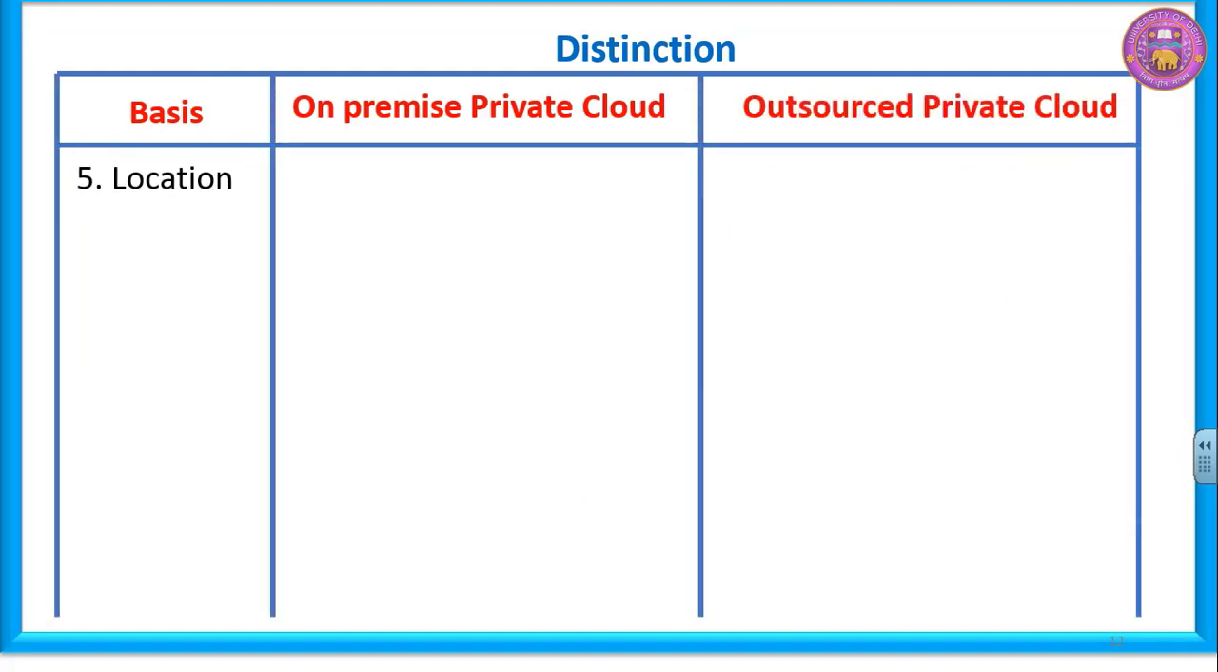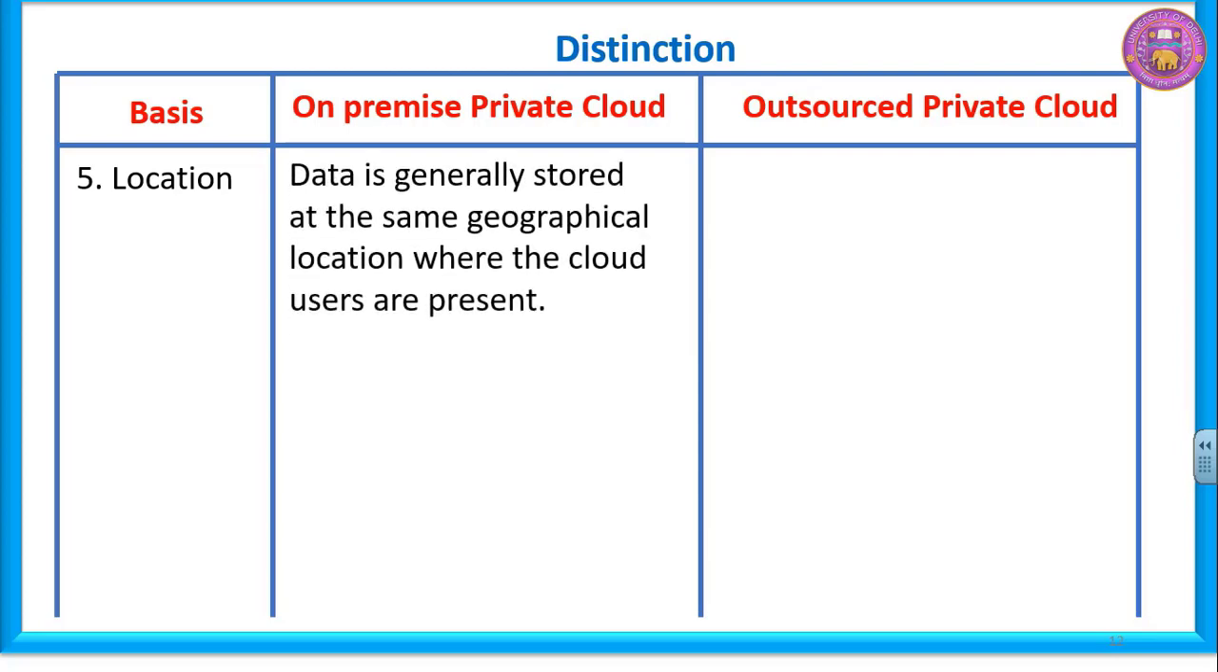The fifth point is location. In the case of on-premise private cloud, data is generally stored at the same geographical location where cloud users are present. In the case of outsourced private cloud, the cloud is located off-site.